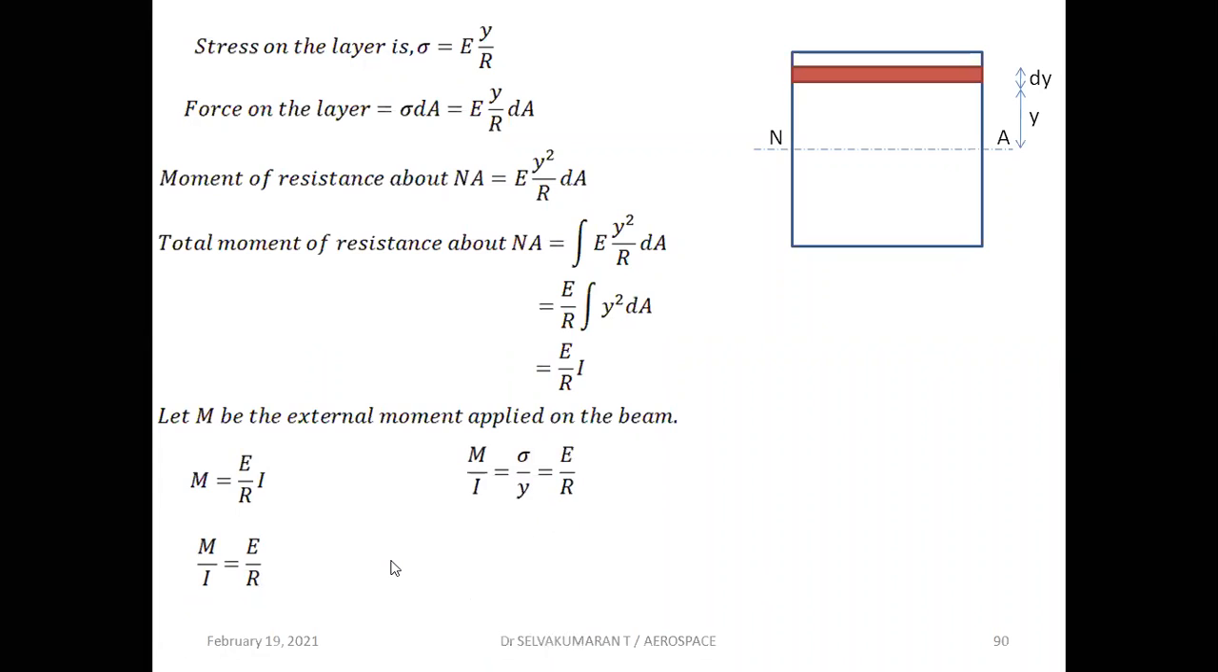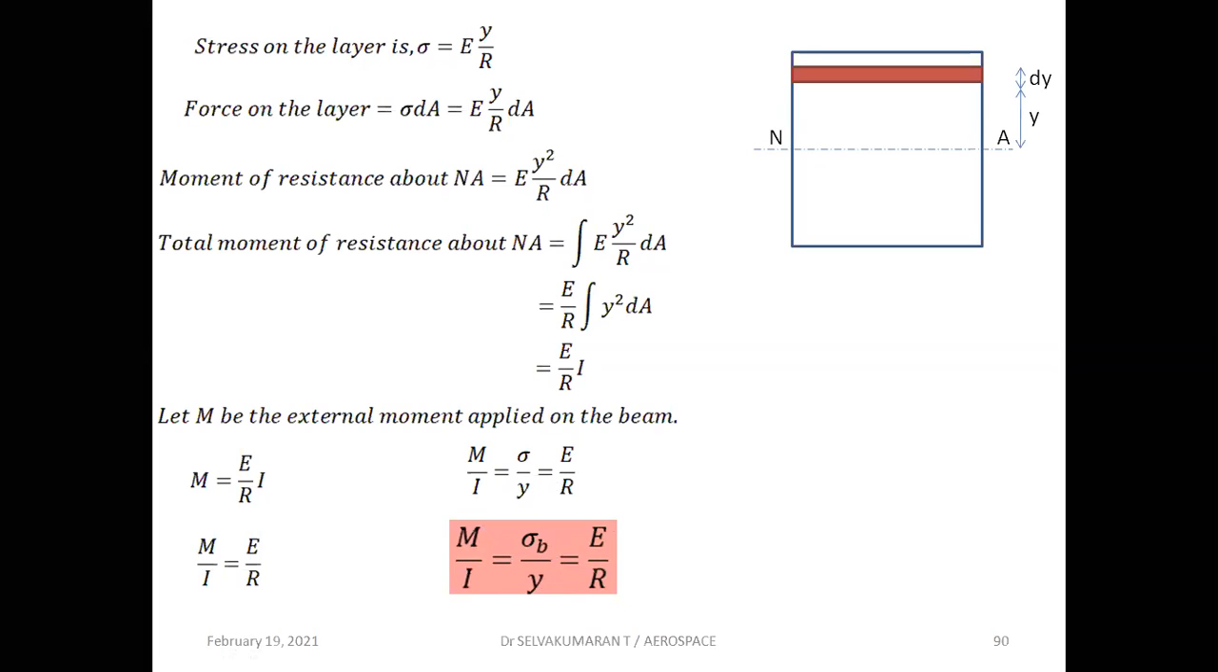We know that E by R is already sigma by y. So we can write M by I is equal to sigma by y is equal to E by R. To avoid confusion, in future I'm going to use sigma as sigma b, with suffix b, which is nothing but the bending stress. So M by I is equal to sigma b by y is equal to E by R, where M is the maximum bending moment for the given loadings. I is the area moment of inertia.